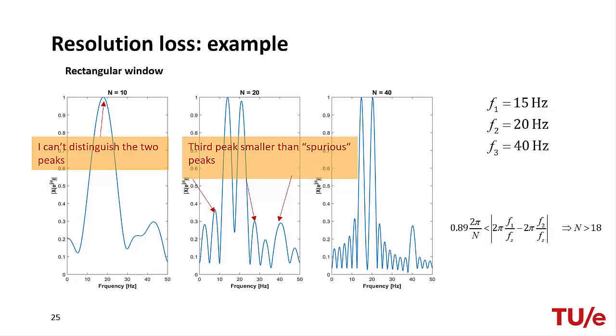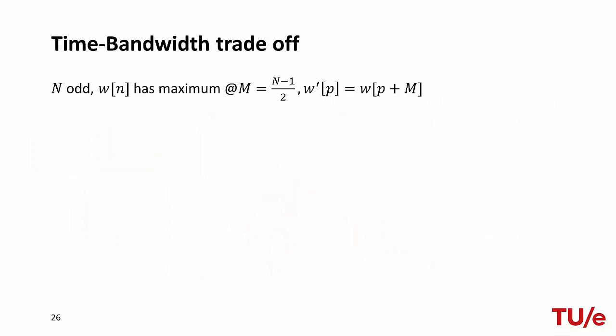However, although with the rectangular window we can already distinguish the two spectral peaks with N equal to 20, because of the high side lobes, we also see the appearance of ripple and of spurious peaks. As shown in the plot, some spurious peaks have higher amplitude compared to the real peak at 40 Hz, which could thus remain undetected. To understand this, it is useful to discuss the concept of equivalent bandwidth.